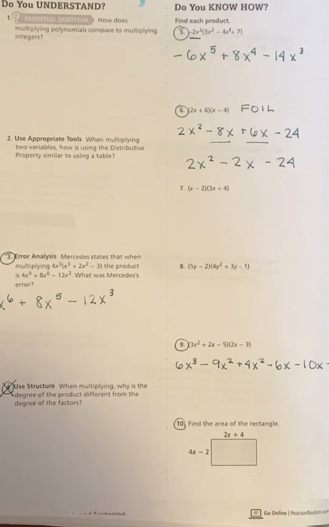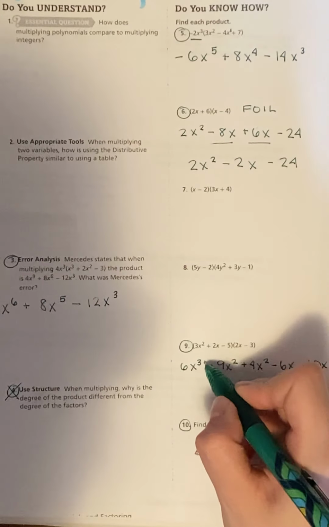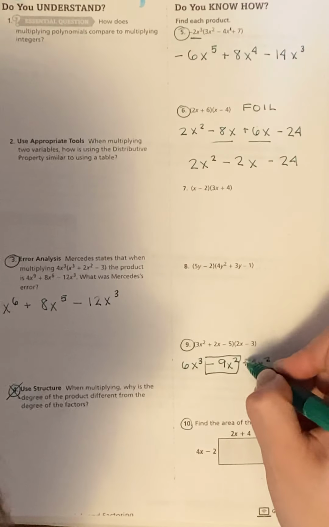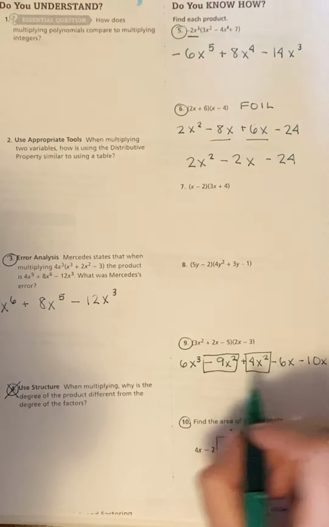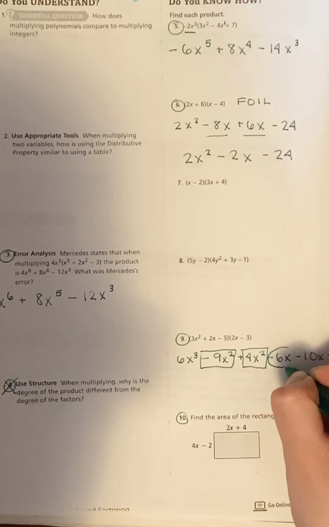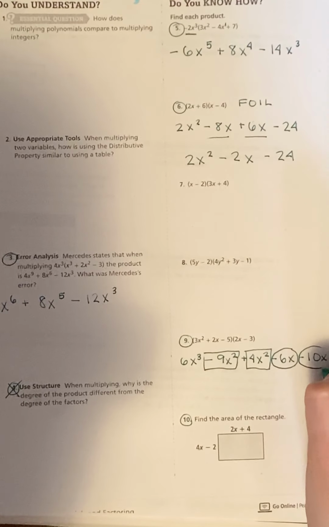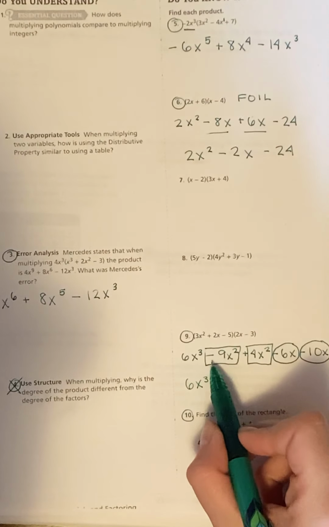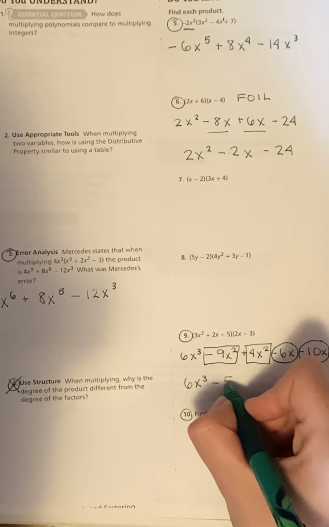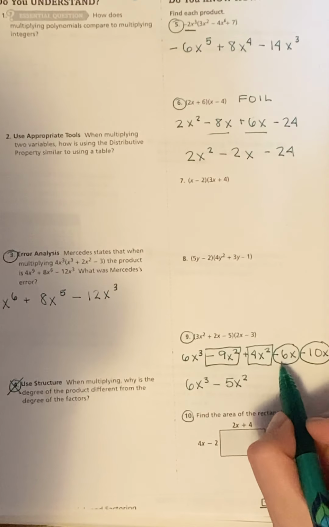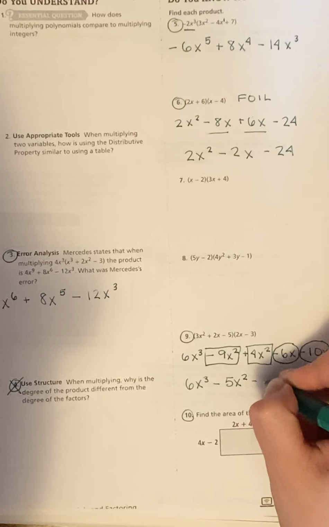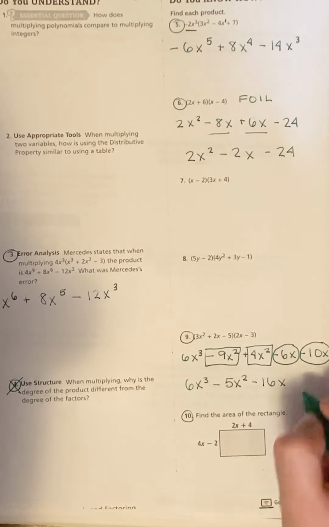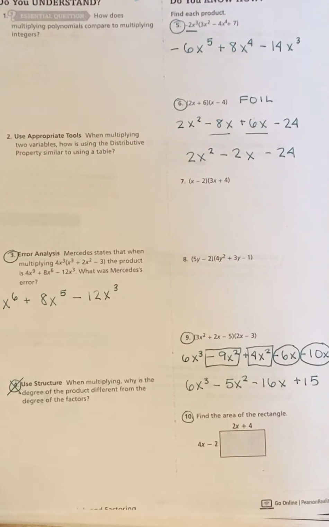Now you're just left to combine like terms. So we have this term right here and that term right there to combine, and then we have the negative 6x and the negative 10x. So carry down the 6x cubed. Negative 9 plus 4 is negative 5x squared. Negative 6 plus negative 10, that's negative 16x, and then carry down the 15. And that is your answer. We'll have a lot more fun with these once we start factoring.